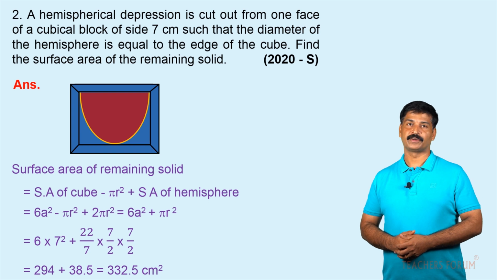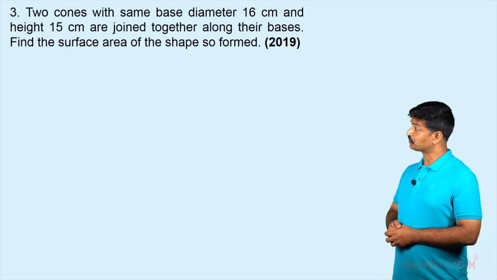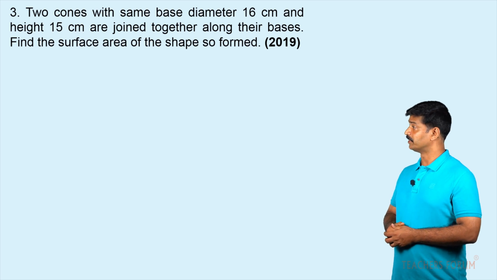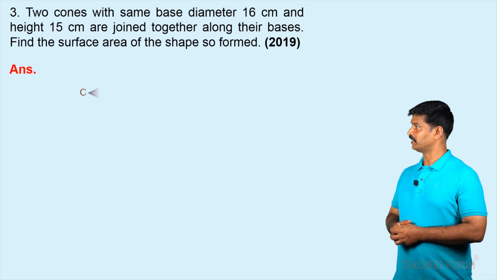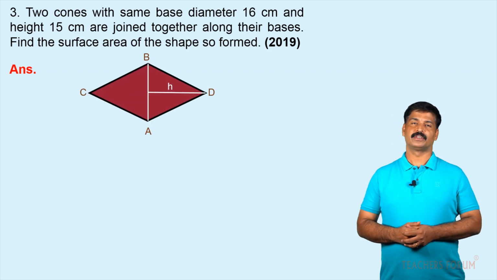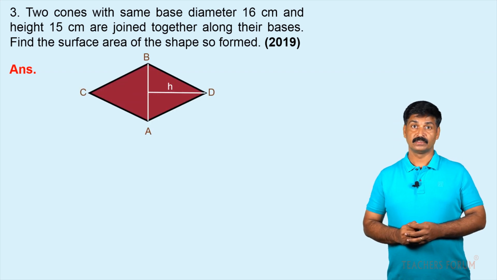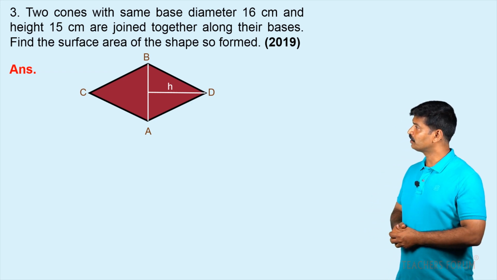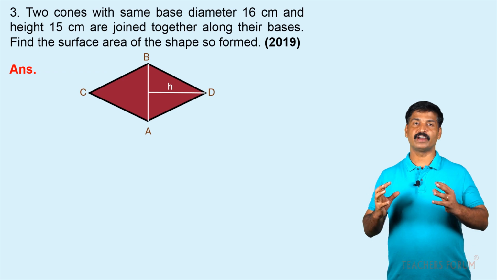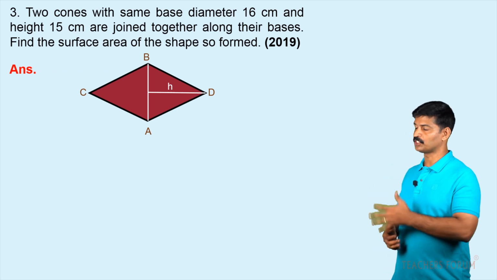332.5 centimeter square. Next one, two cones with the same base diameter 16 centimeter and height 15 centimeter are joined together along their base. Find the surface area of the shape so formed. You have two cones of the same dimensions. Its diameter is given, its height is given. It is joined end to end. Then you will be getting a figure as shown here.